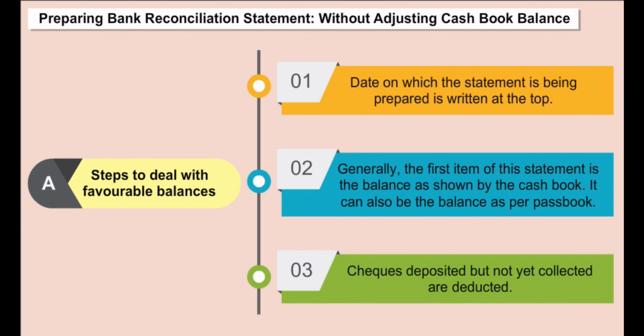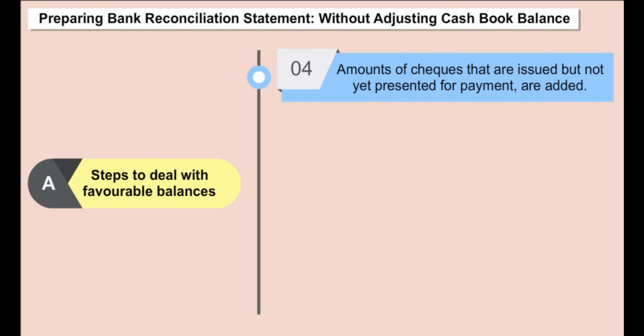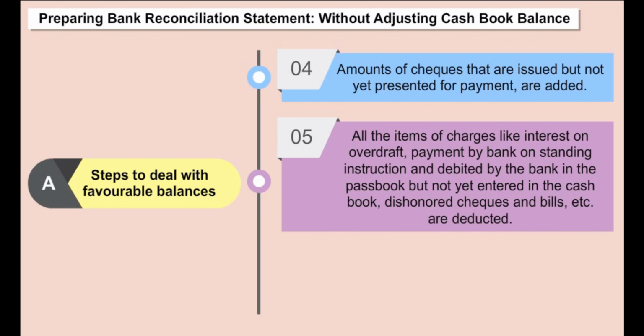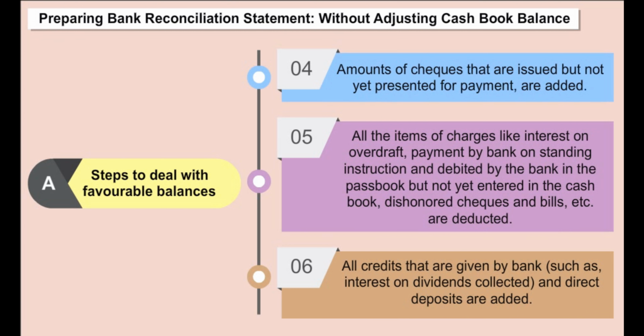3. Checks deposited but not yet collected are deducted. 4. Amounts of checks that are issued but not yet presented for payment are added. 5. All the items of charges like interest on overdraft, payment by bank on standing instruction, and amounts debited by the bank in the passbook but not yet entered in the cash book, dishonored checks and bills, etc. are deducted.